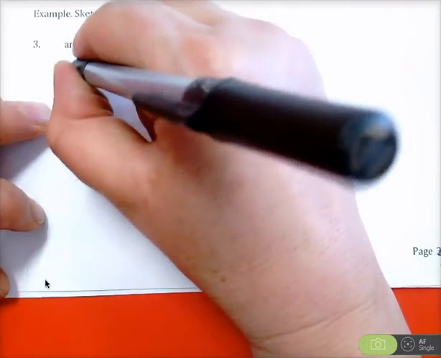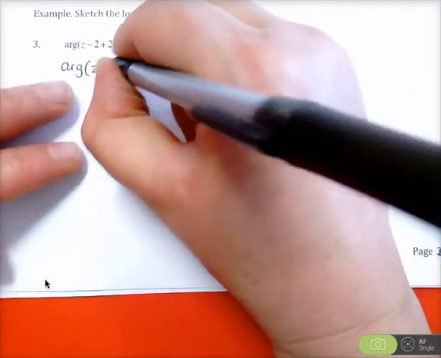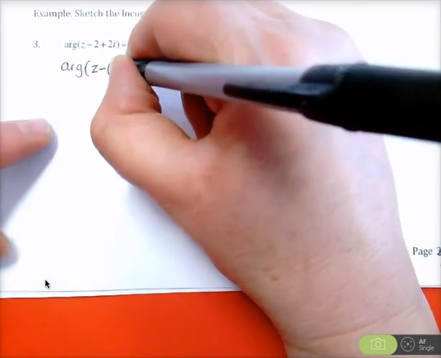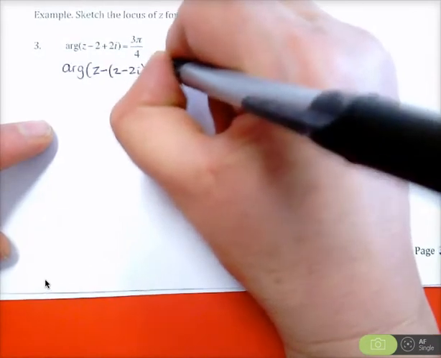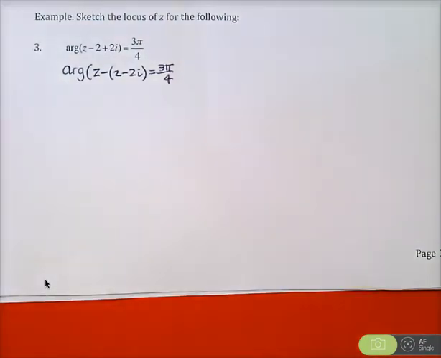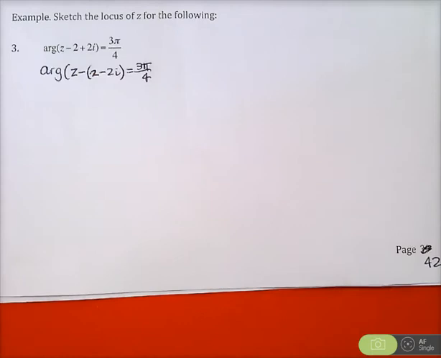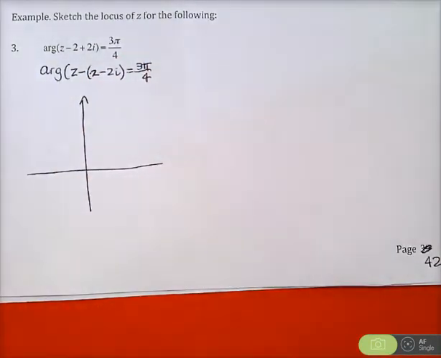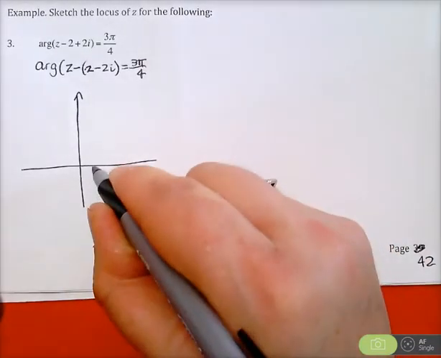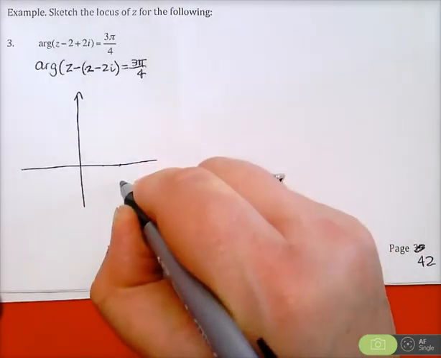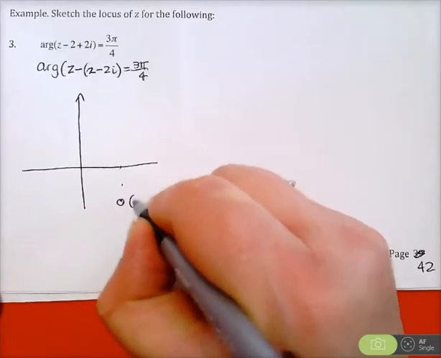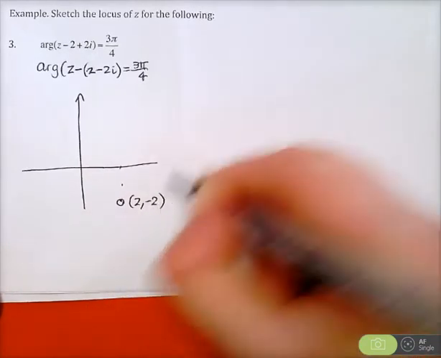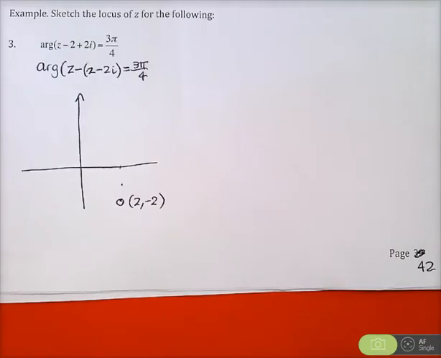So we've got, this needs to be in the format of arg z minus z1, which is z minus 2 minus 2i, is 3 pi on 4. Right. They're allowed. All right. Okay. So it's the vector from 2 minus 2i to z. And the angle has to be 3 pi on 4. So where's 2 minus 2i? 1, 2, minus 2i. That's where it is. Now we just write it as the point 2, minus 2 on the plane.